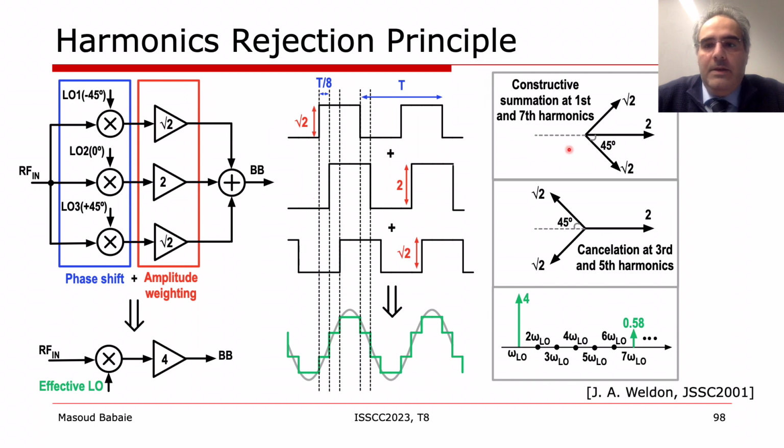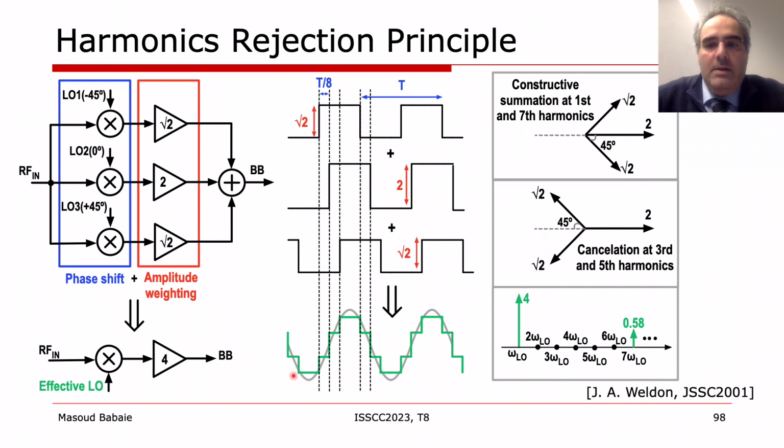If we look at the phasor diagram on the right side, at the fundamental frequency, the outputs of the mixers are added constructively, and we have the down-converted copy of the desired signal in the baseband. However, since the phase shift of the nth harmonic is n times that of the fundamental, at third and fifth harmonics the mixers' outputs are added destructively, and no signal folded from 3 omega LO or 5 omega LO can be observed in the baseband.